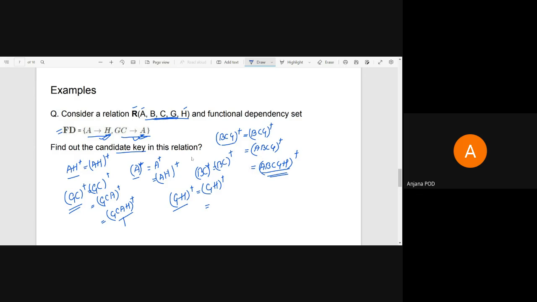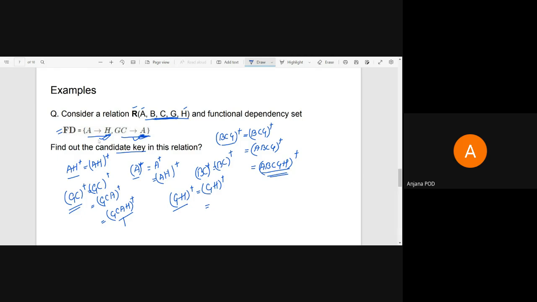So that is why, since none of the other attributes will be a candidate key or determine all the attributes of the relation, we can use this simple trick of checking the right hand side of all the functional dependencies. Here we only have two functional dependency sets, right? So what we can do is check for the attributes which are not present in the right hand side of any functional dependency set.